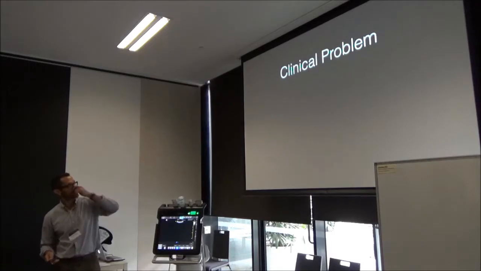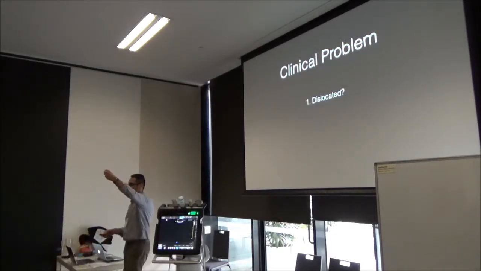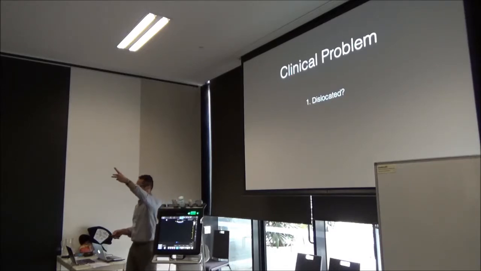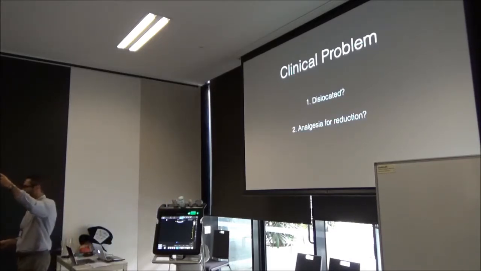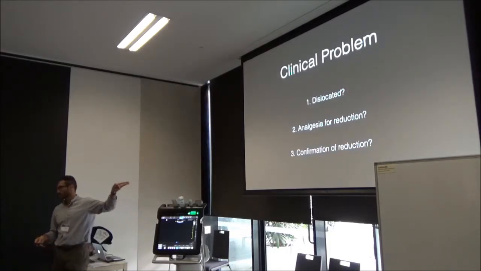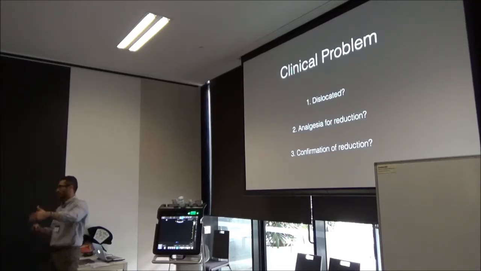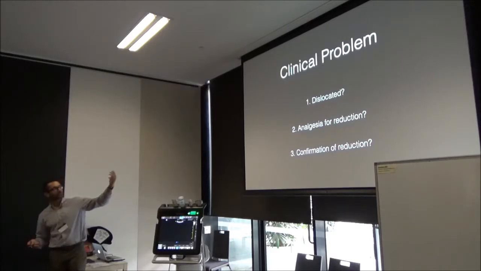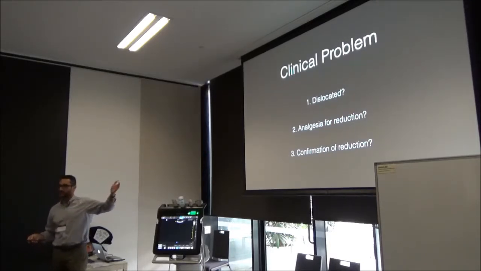Let's talk about some of the basic stuff. The clinical problem for me is, and I'm going to base this lecture on three parts: the presence or absence of dislocation, analgesia for reduction, and confirmation of reduction. All three parts are separate, and they can all be done with ultrasound. You can decide what you want to do and how you want to get practice. I'd always just start with the basic stuff and move up to the more advanced stuff. You can do this however you like.